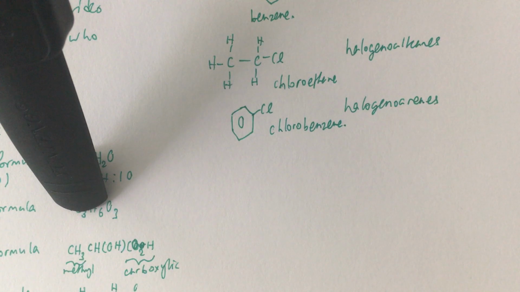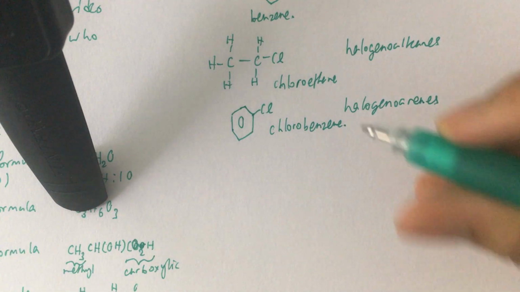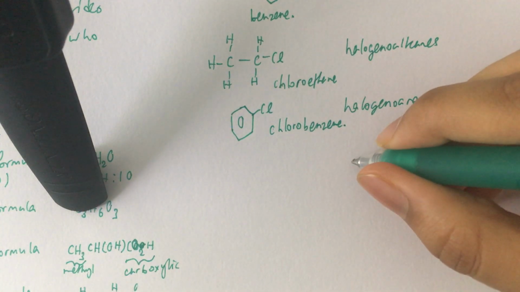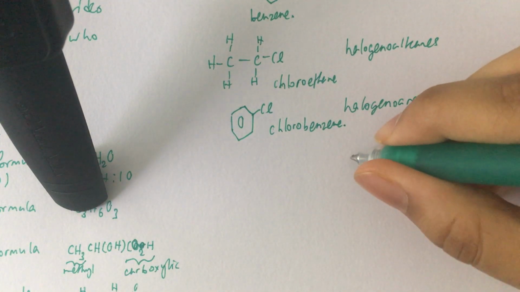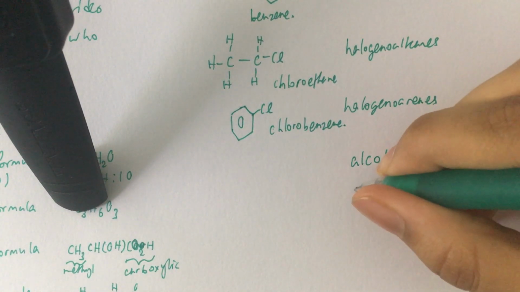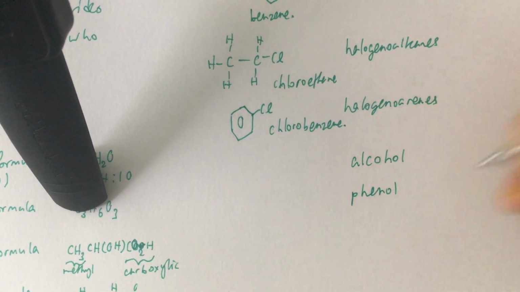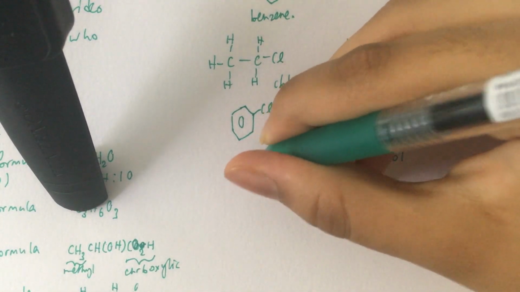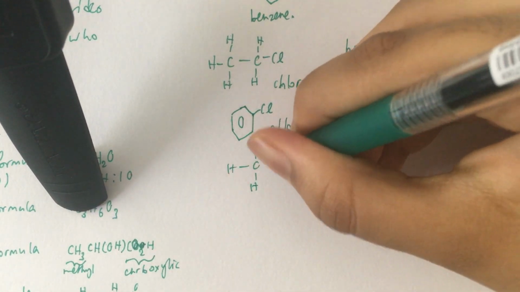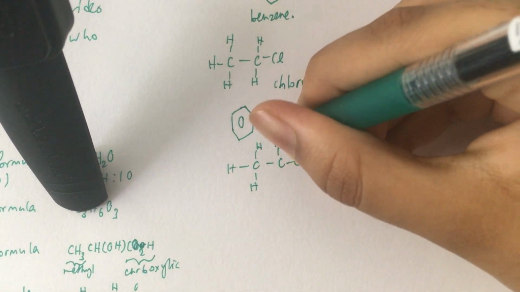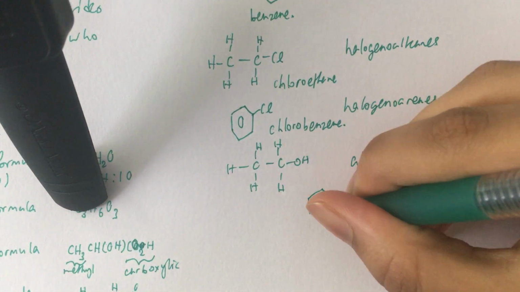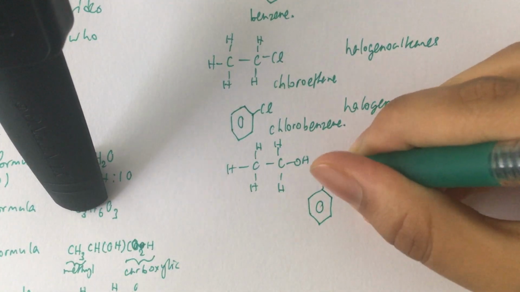Then the third one is hydroxyl compounds, and this time instead of halogens we have OH, but they have a special name, which is alcohols if you're looking at alkanes or alkenes, and phenols if you're looking at arenes. So alcohols will be something like ethanol, methanol, where one of the H will become an OH instead. And phenol is basically just a benzene with one OH group.